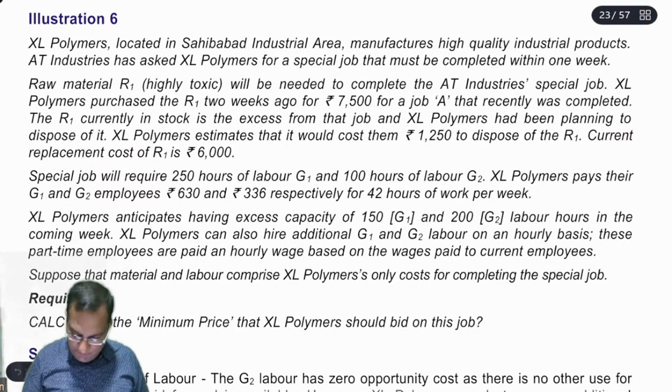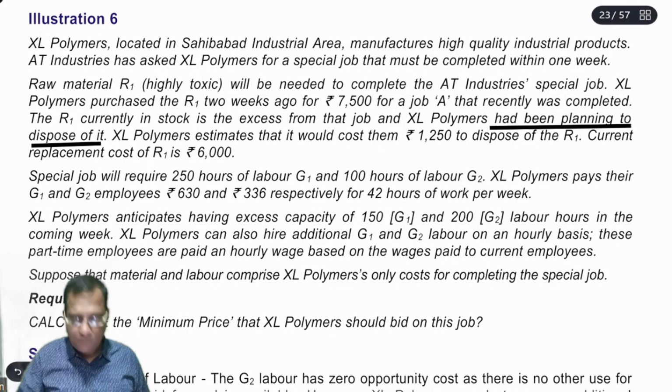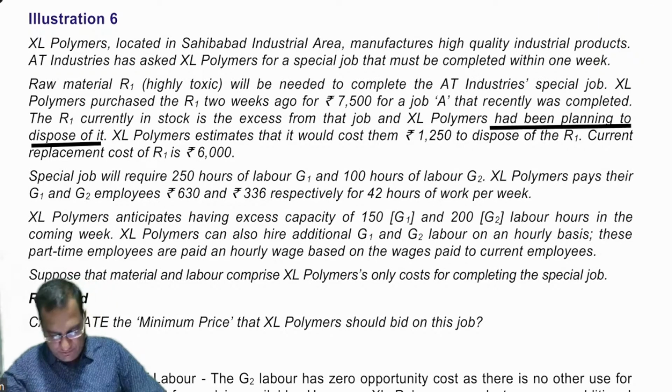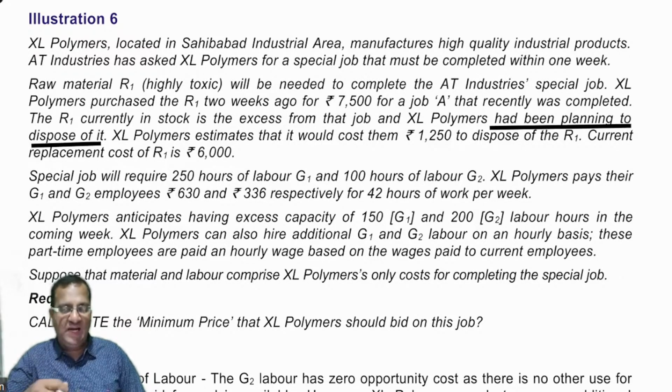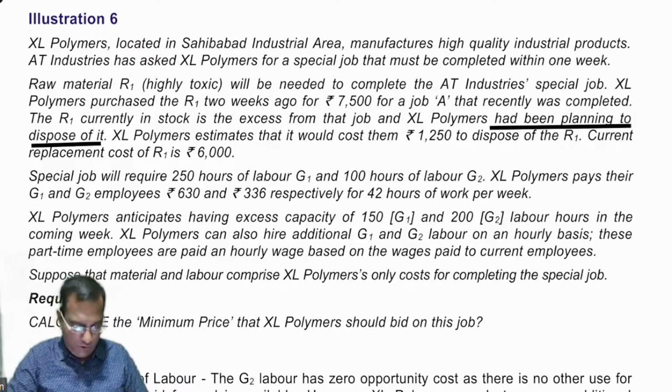Okay. Now tell me, beta, whether these words indicate the resale option or the destroy option. Had been planning to dispose of it. Whatever excess raw material we have in the form of R1, the company will dispose of it. Does this indicate the resale of irregular use raw material or the destroyal of irregular use raw material? Waiting for your answers.